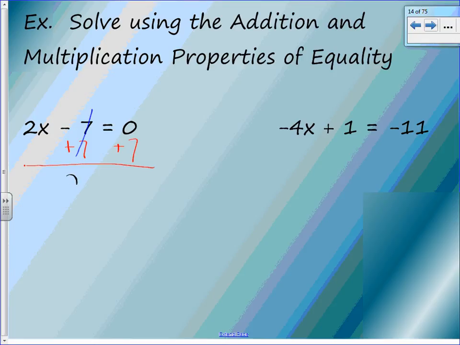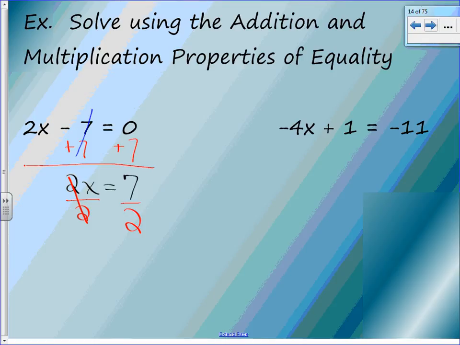So I get 2x, and 0 plus 7 is 7. And then now we can use the multiplicative property of equality. You can think of that as multiplying both sides by 1/2, or in other words, dividing both sides by 2. And as long as we do the same thing on both sides, it's fine.